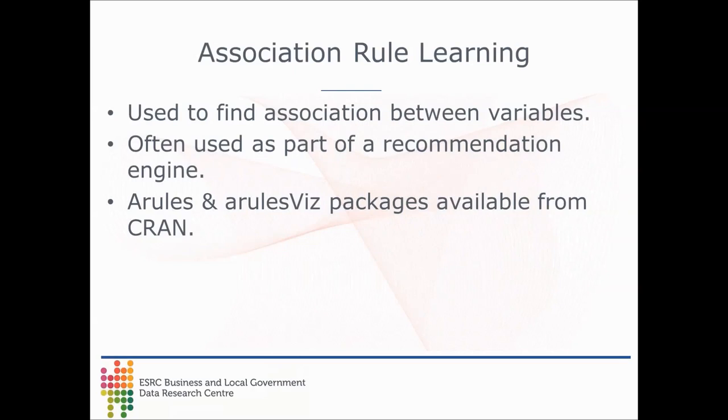So we're now looking for association rule learning. How do we find an association between variables? And how can we use this? How can we use this association? Now, recommendation engines often will use a form of association rule, but they're not the only types.